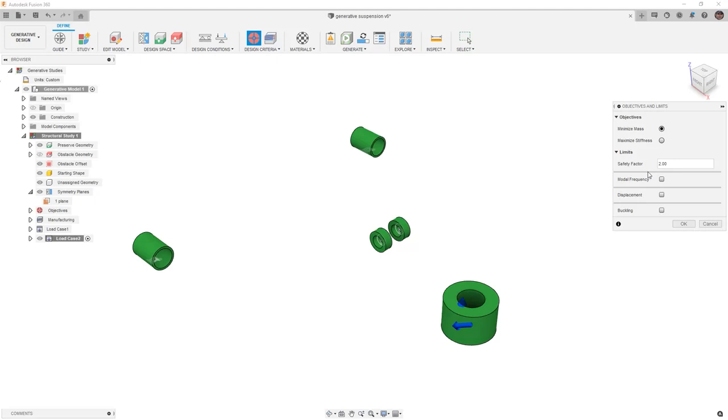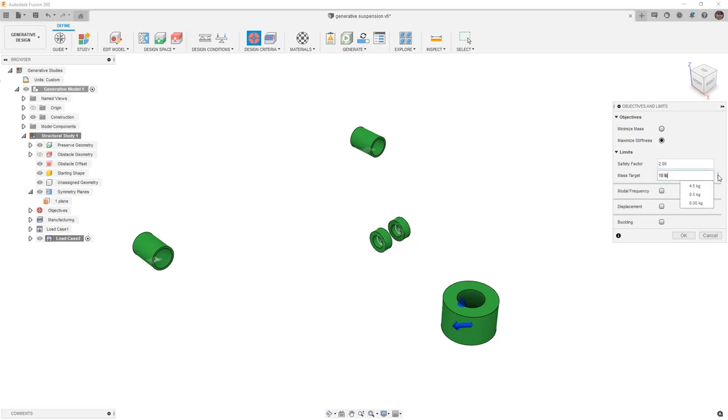The two main options that we have for our objectives and our limits is to minimize the mass, which will target a safety factor, or to maximize the stiffness. When we're maximizing the stiffness, we're going to be focusing on a target safety factor in addition to a mass target. In our case, we're going to be looking at a lower A-arm that's going to be 10 pounds or less. When we do this, we need to enter LB or LBS as the unit, and you'll notice that it's not taking it.